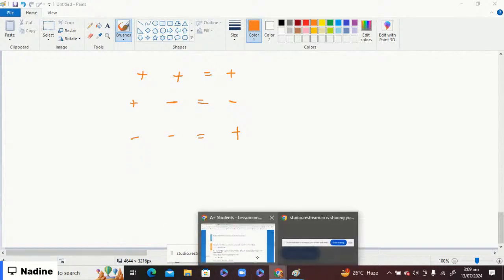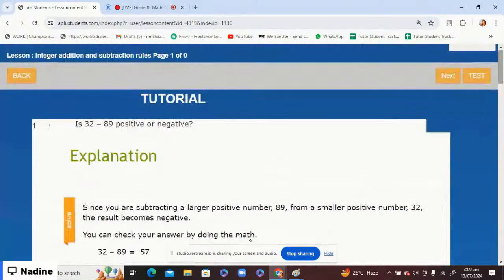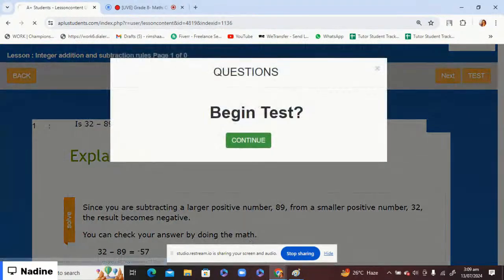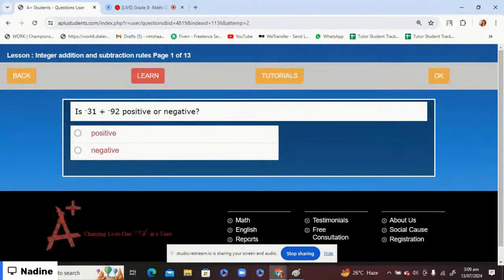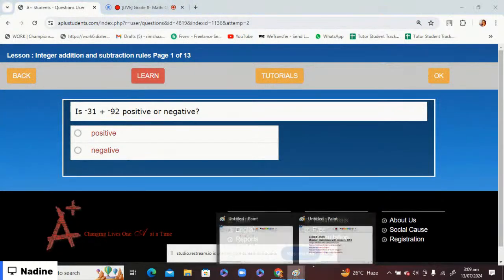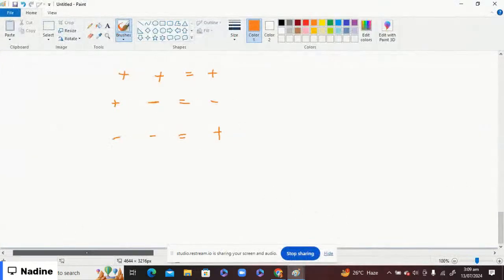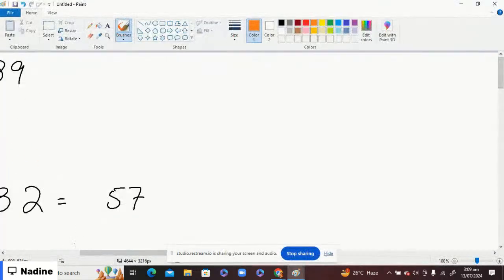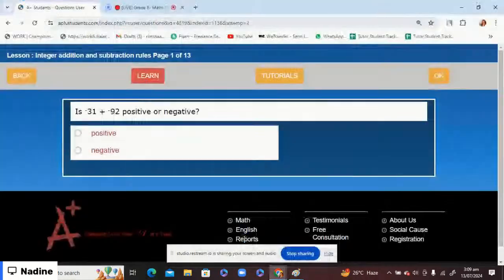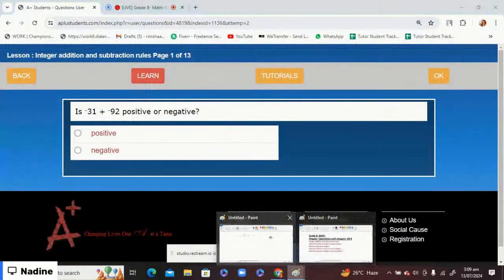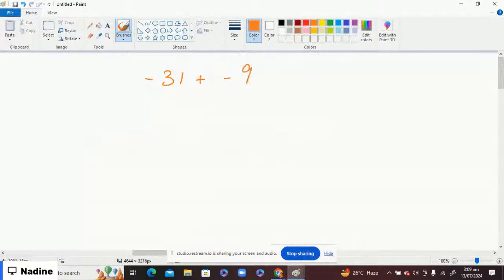Now let's check some test questions for that. Let's do it. What is minus 31 plus into minus 92? So what's the question here? Minus 31 plus into minus 92. So there is minus 31 as it is.